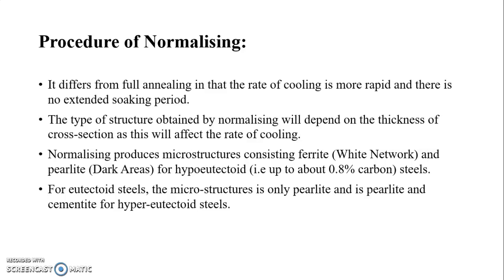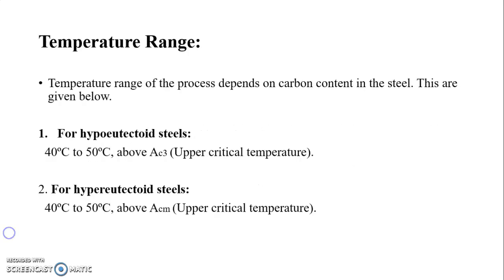Normalizing produces a microstructure consisting of ferrite, that is the white network, and pearlite, meaning the dark areas, for hypoeutectoid steels, that is up to about 0.8% carbon. For eutectoid steels, the microstructure is only pearlite, and pearlite and cementite for hypereutectoid steels.